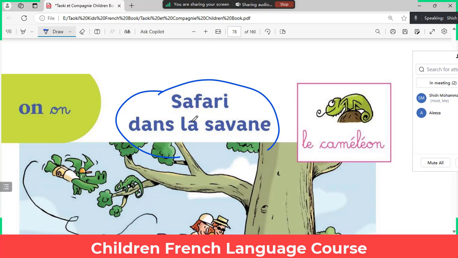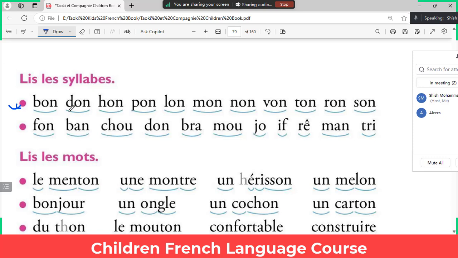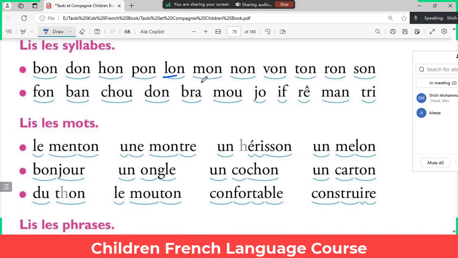Safari in the savannah. Savan. Okay. No, no, it's not a ho. The H is silent always, right? So on, just on sound, okay? Pon. Lo. Mo. Good. Ton. Long. This is also bon, right? The I and on sound. Good. Bon. Bon. This one and this one are the same. Bon, this is also bon, okay?